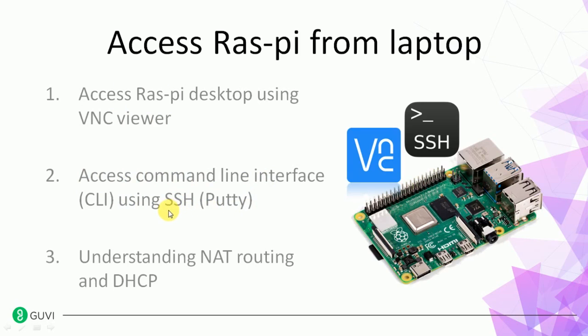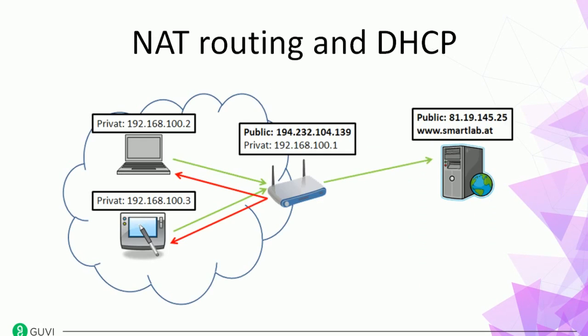SSH stands for Secure Shell. PuTTY is software that allows us to do SSH with this Raspberry Pi. And a third is understanding NAT routing and DHCP. So before we get into VNC and SSH, I think it is good to understand what NAT routing and DHCP are. So it is here in the next slide.